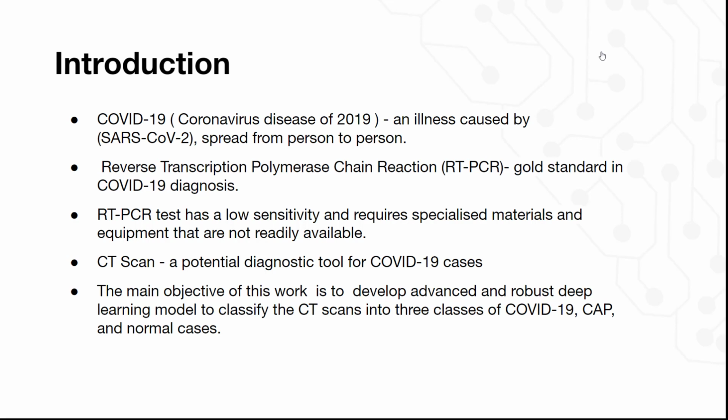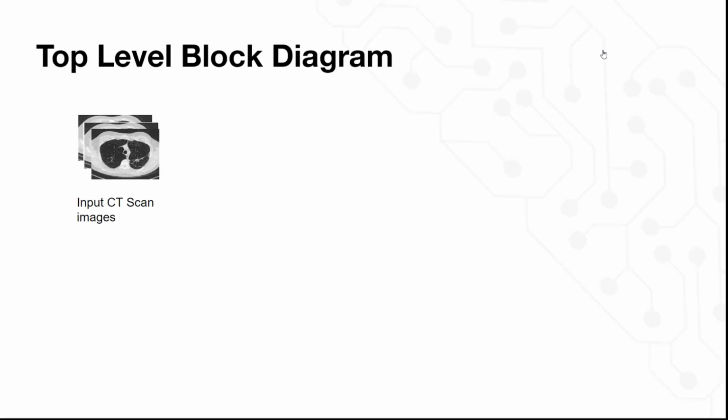The main objective of our work is to develop an advanced and robust deep learning model to classify the CT scans into three classes of COVID-19, CAP and normal cases. Coming to the top level block diagram of our model, SPGC COVID-19 dataset is used as the input, which includes volumetric chest CT scan of COVID-19, CAP and normal cases.